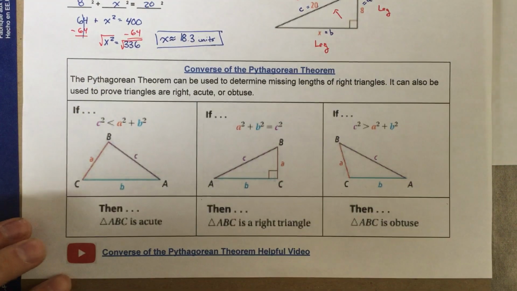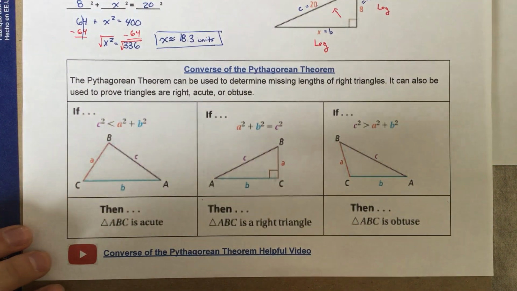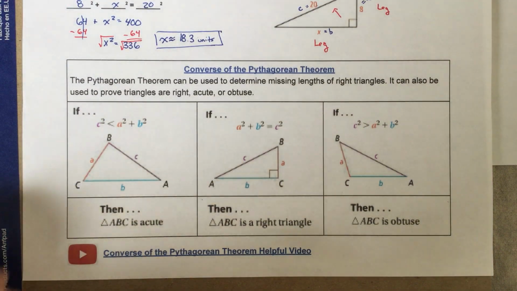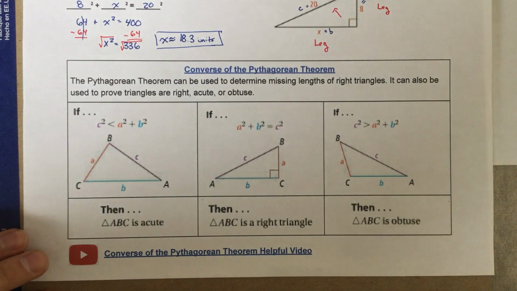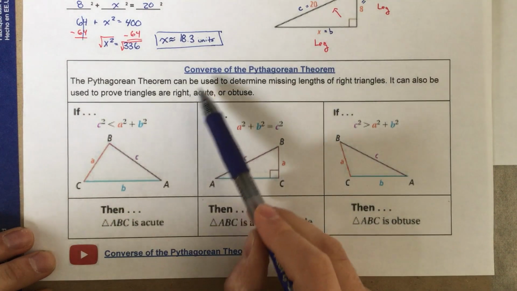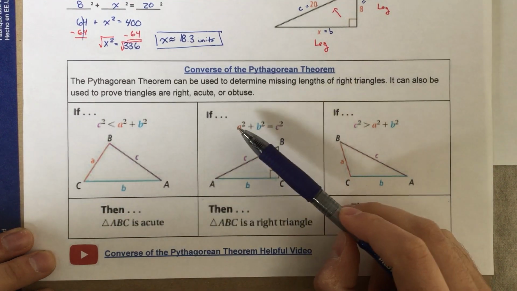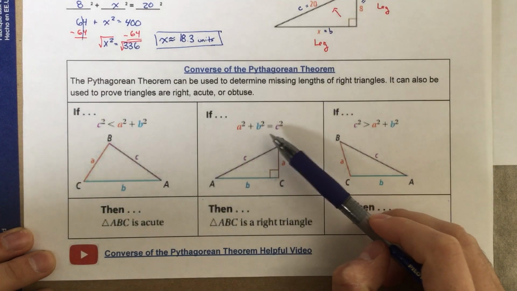In this video, we're going to look at using the Pythagorean theorem to actually determine whether a triangle is a right triangle, an acute triangle, or obtuse triangle. This is called the converse of the Pythagorean theorem. Now, the Pythagorean theorem is your a squared plus b squared equals c squared.